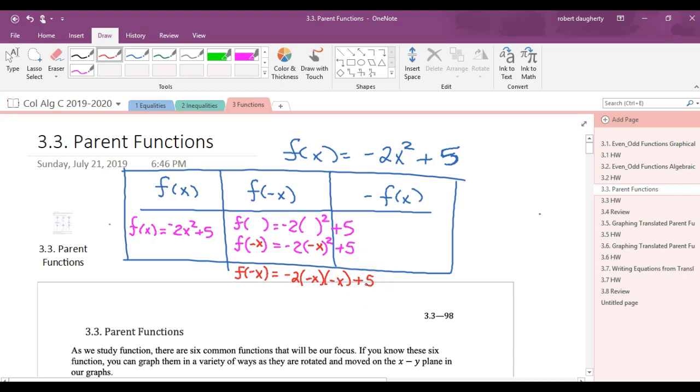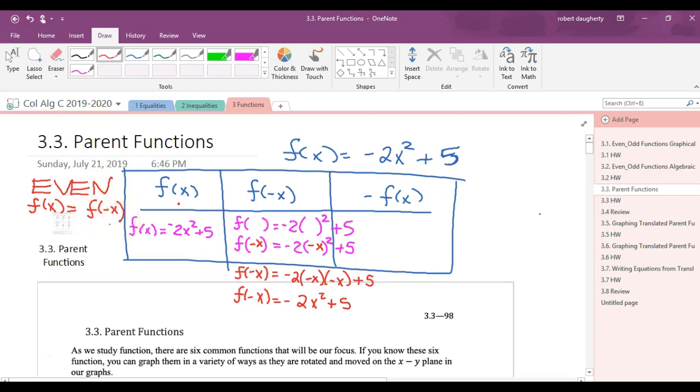Now what have I got? I've got a negative 2, a negative x, and a negative x. What are those 3 negatives going to give me? A negative. So I'm going to have f of negative x equal negative 2x squared plus 5. Now what did I just show? This is an even function. Why is it even? Because f of x equals f of negative x, and I'm done.